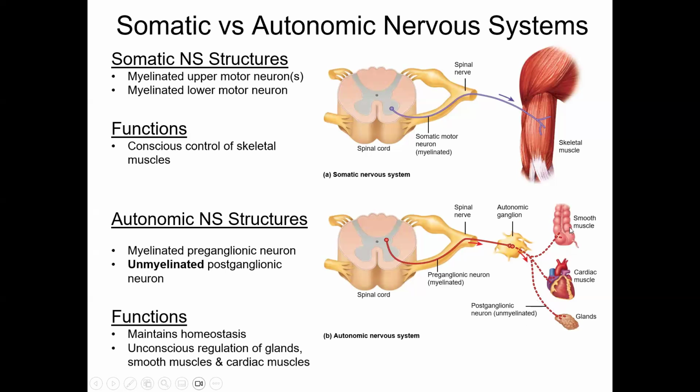And so again, here's your reminder. This is going to go to smooth muscle, cardiac muscle, as well as glands. Remember, glands are a special type of epithelium, and oftentimes they have some smooth muscle associated with them related to their secretions.